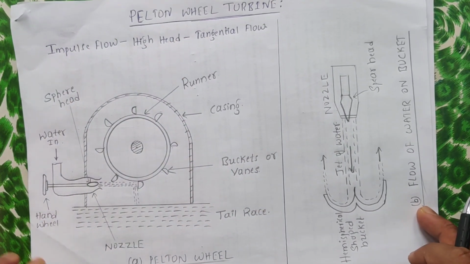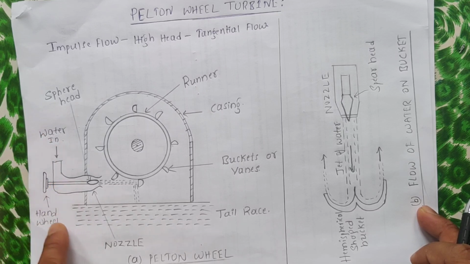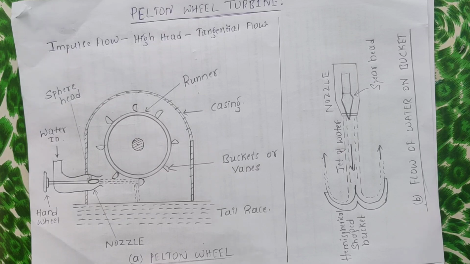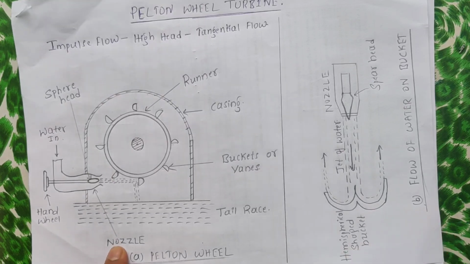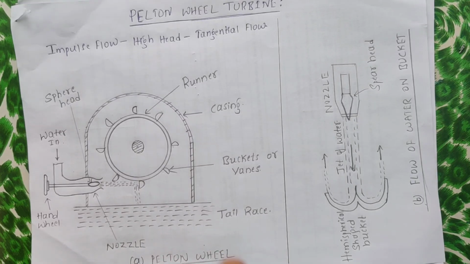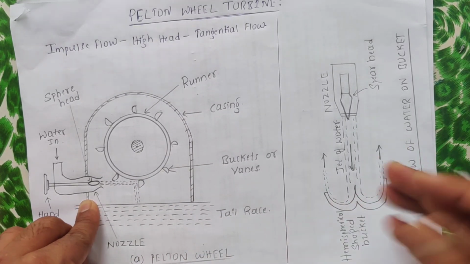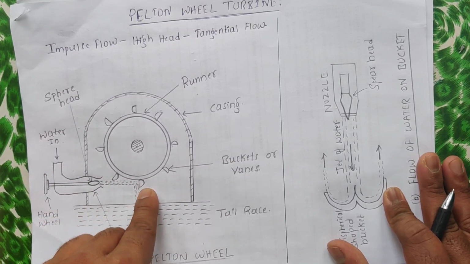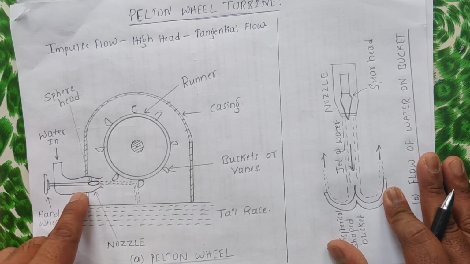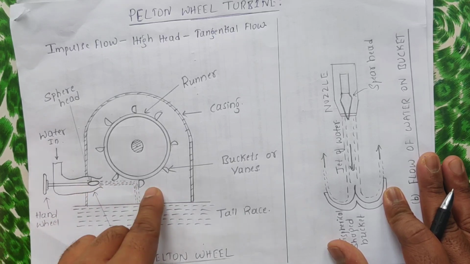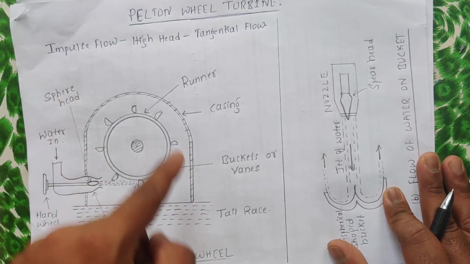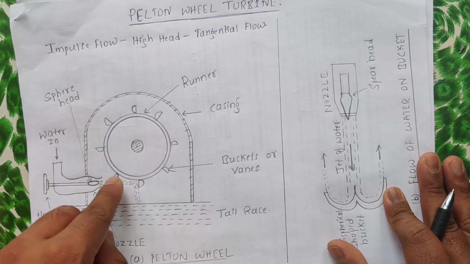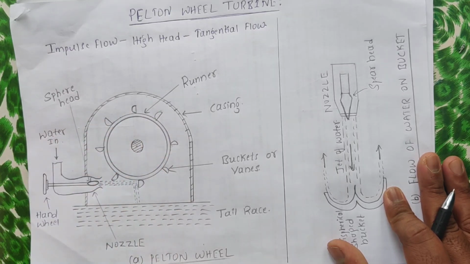Now what happens? The water enters the nozzle. What is the function of a nozzle? The function of a nozzle is to give a particular direction to the water, and it increases the velocity of the water. So the high velocity water hits the blades of the turbine. Once the high velocity water hits the blades, the turbine starts rotating. When the turbine rotates, the kinetic energy of water is converted to mechanical energy, right?